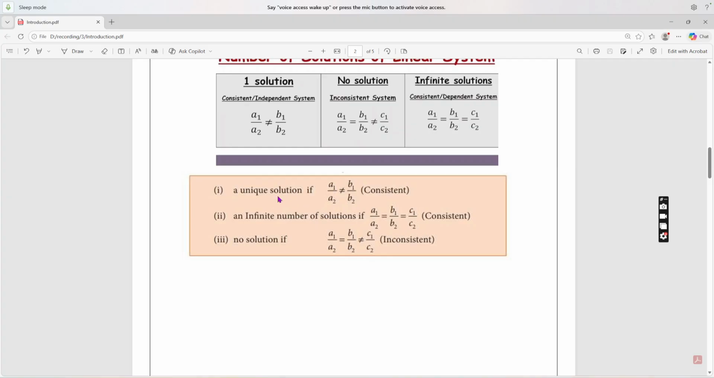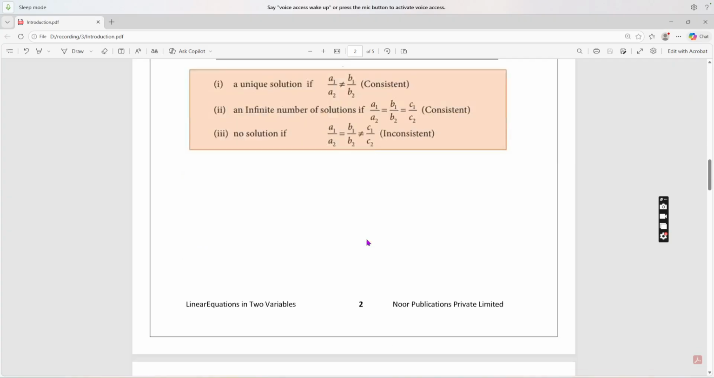If there would be a unique solution, then it would be A1 upon A2 is not equal to B1 upon B2 and the system is consistent. If it is having an infinite number of solutions, then it would be A1 upon A2 is equal to B1 upon B2 is equal to C1 upon C2 and the system is consistent. If there would be no solution, then A1 upon A2 is equal to B1 upon B2 is not equal to C1 upon C2 and the system is inconsistent.